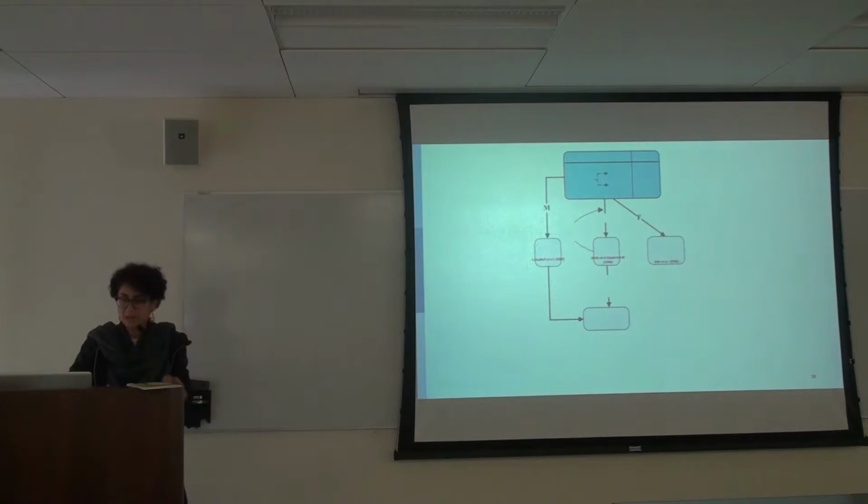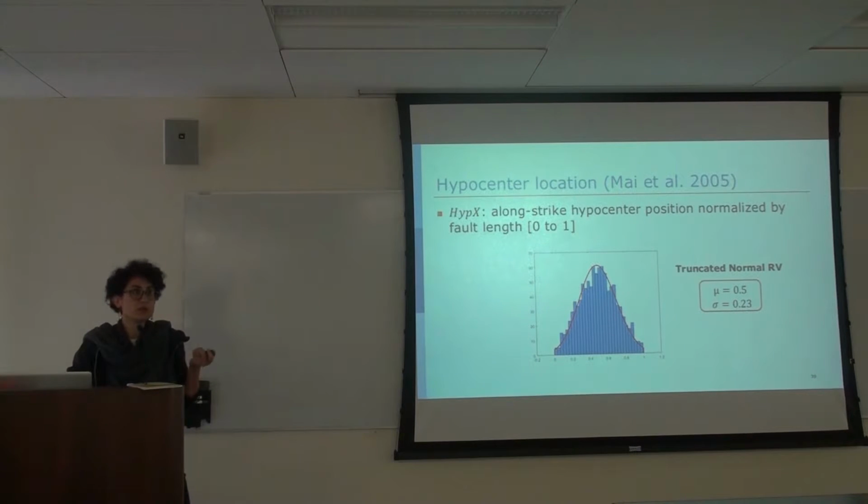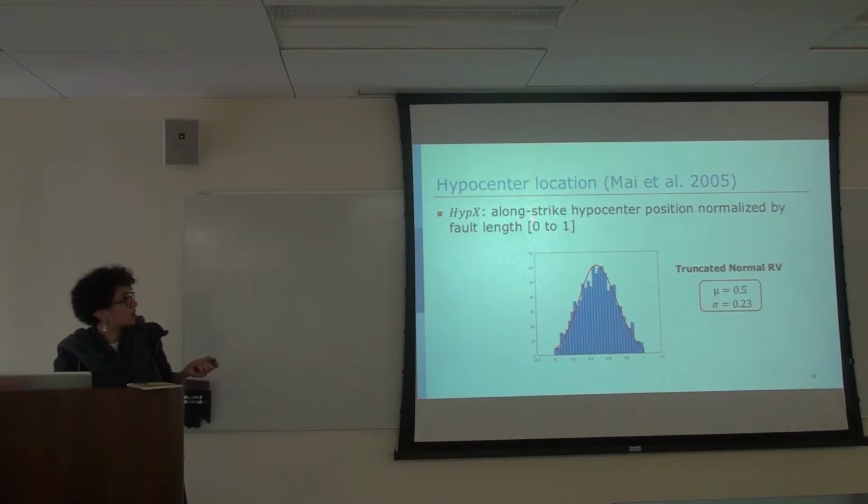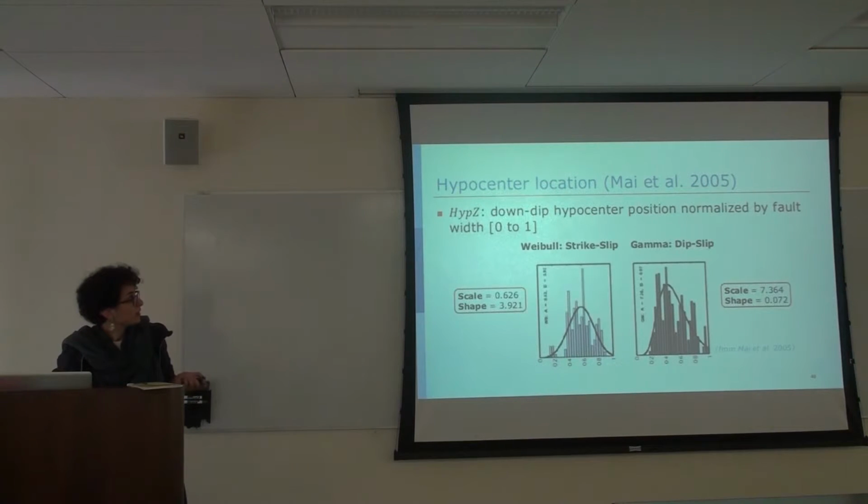The next step, having the fault rupture, is to determine the location of the hypocenter. For that, we use a model by Mai et al. The hypocenter location along strike is sampled from a truncated normal distribution, as well as the hypocenter distribution down dip, which is sampled from a Weibull or gamma distribution, depending on whether it's a strike-slip fault or a dip-slip fault.